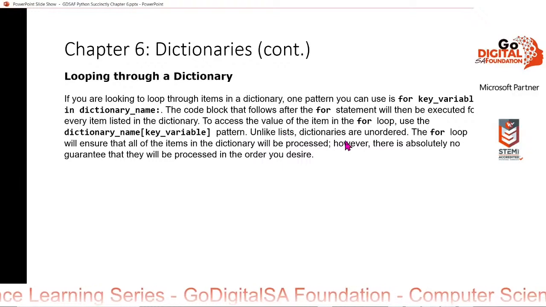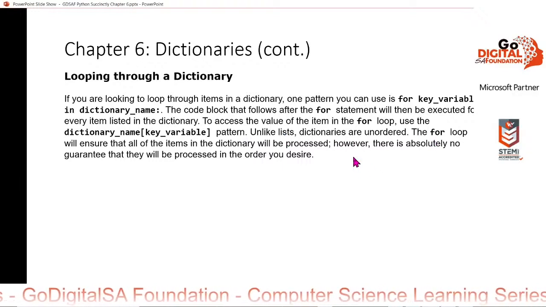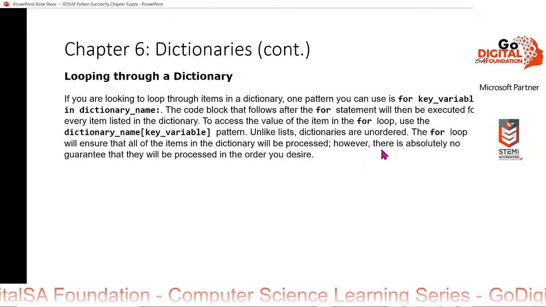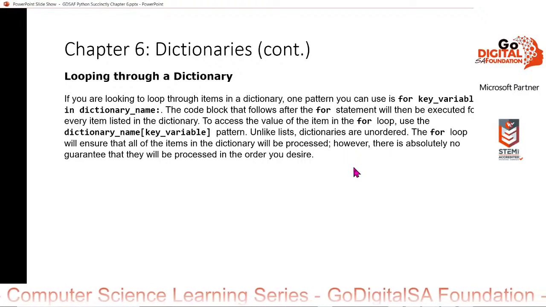Unlike lists, dictionaries are unordered. The for loop will ensure that all the items in the dictionary will be processed. However, there is absolutely no guarantee that they will be processed in the order you desire.